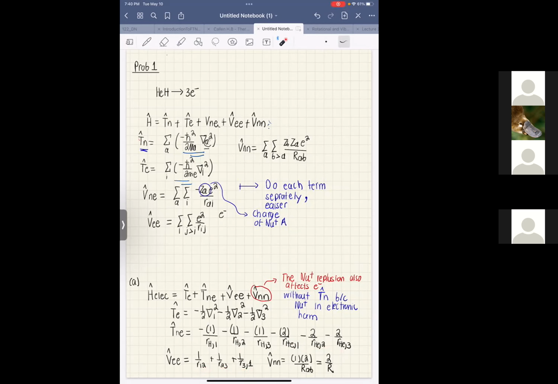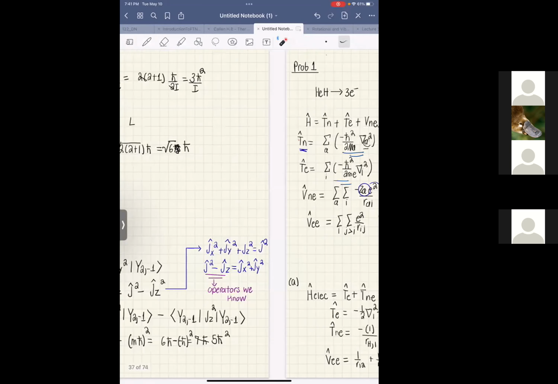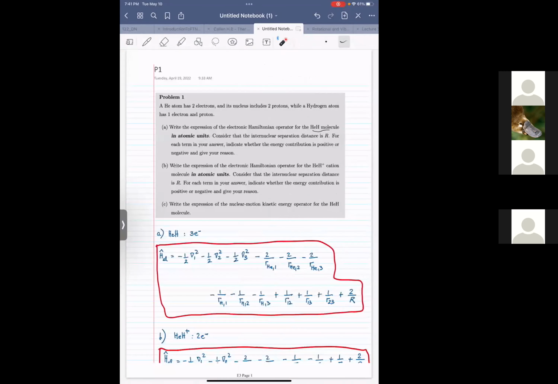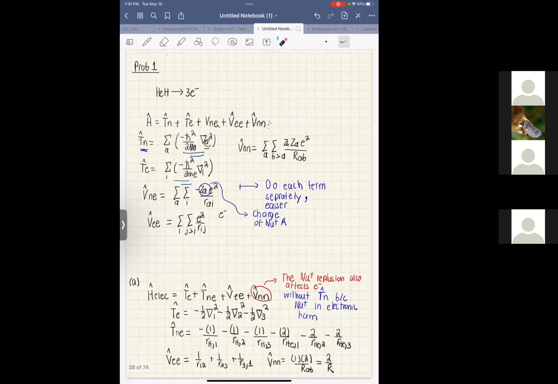And finally, we have the electron repulsion, I mean, the nuclear repulsion. These nuclei repel each other because they're both positively charged. So we're going to have the charge of the first nucleus and the charge of the second nucleus multiplied by each other over the distance between them, which the question shows is r. So it's going to be 2 over r.